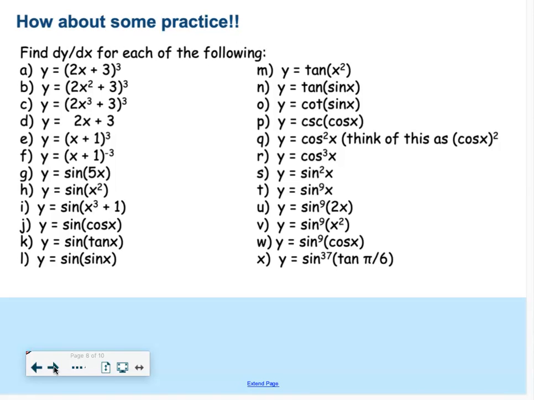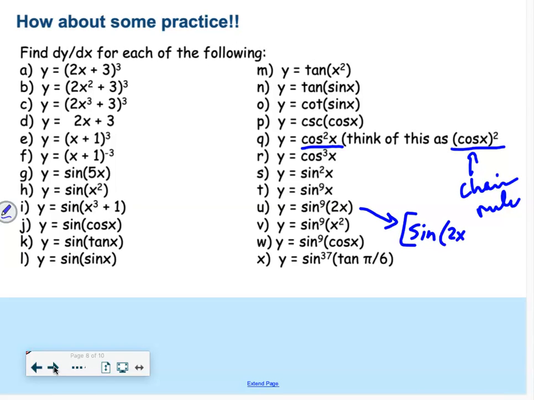One of the things I want to point out is whenever you have a trig function raised to a power, like cosine squared, think of it as cosine x raised to the second power, because this is what tells you you need to do chain rule. So always when you have a trig function raised to a power, put the power on the outside. So for example, this one would be the sine of 2x all raised to the 9th.